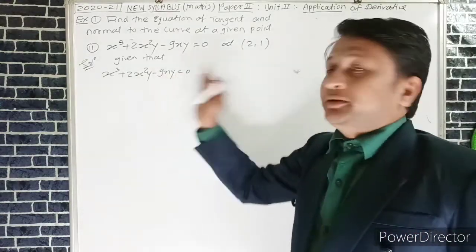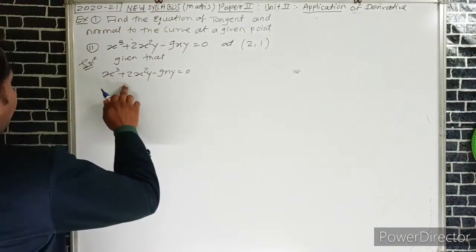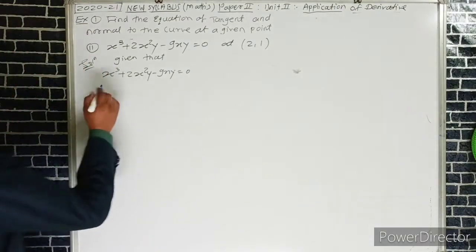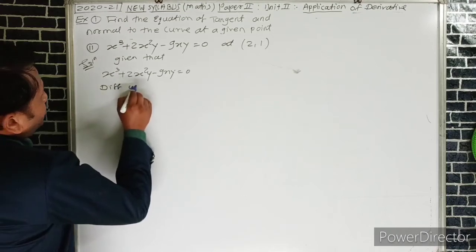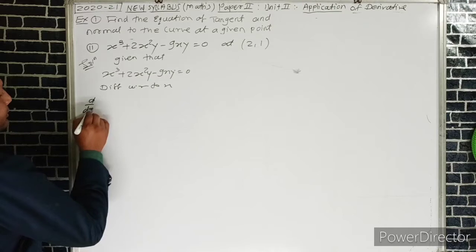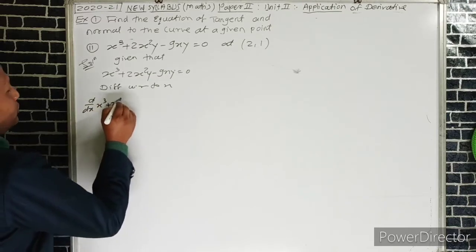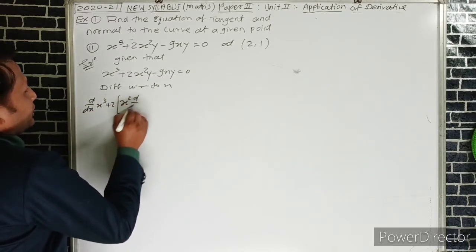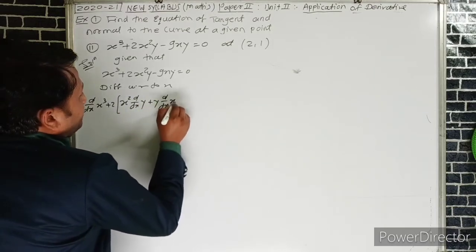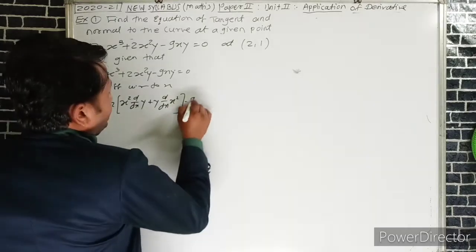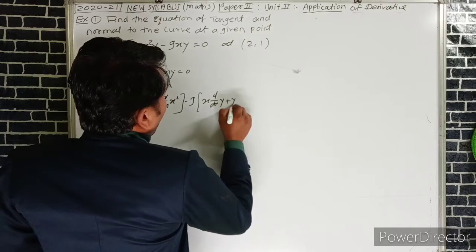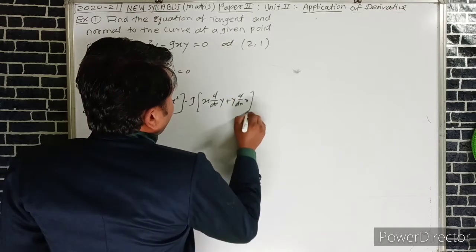So here, if we differentiate the given function and take dy by dx at point (2, 1), then we get the slope of tangent. So differentiate with respect to x: the derivative of x cube, plus 2 into x square into the derivative of y plus y into the derivative of x square, minus 9 into x into the derivative of y plus y into the derivative of x, is equal to 0.